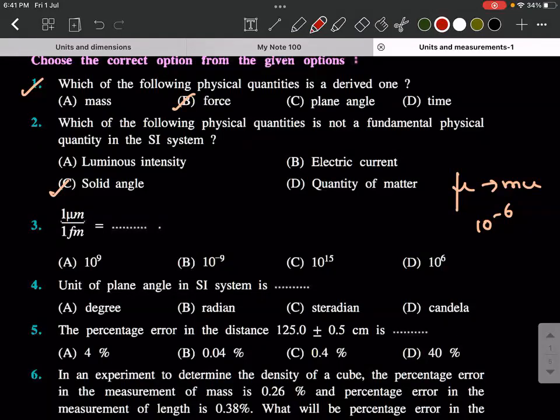So how do you read it as 1 micrometer divided by 1 femtometer, F stands for femto. Femto is 10 power minus 15. So 1 micrometer is 10 power minus 6 meter. Micro means 10 power minus 6. Femto is 10 power minus 15 meter. So when you solve this, you get the answer as 10 power 9. You wrote it only as 10 power 9 because meter and meter also got cancelled, and you are left only with the fractional value, and that fractional value is 10 power 9. Is that clear?